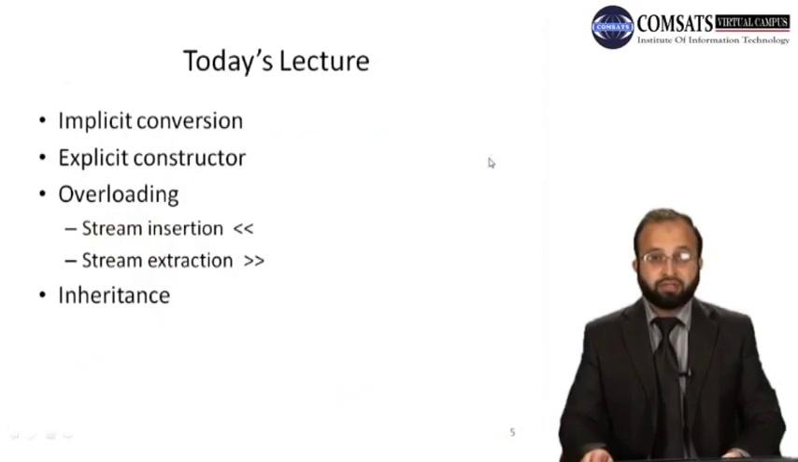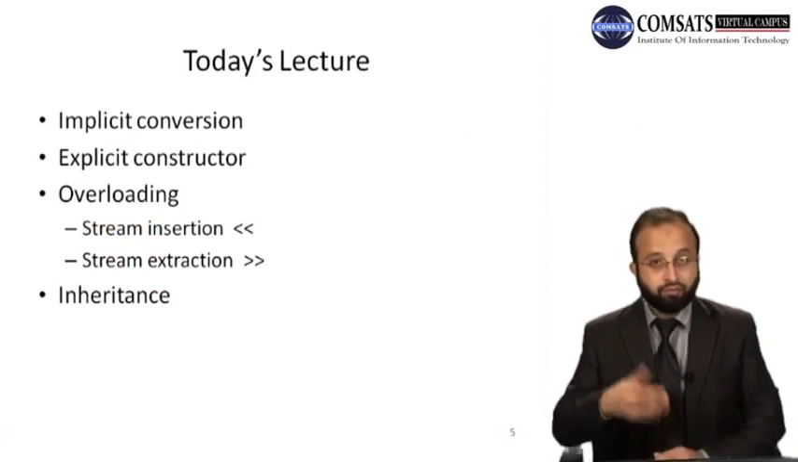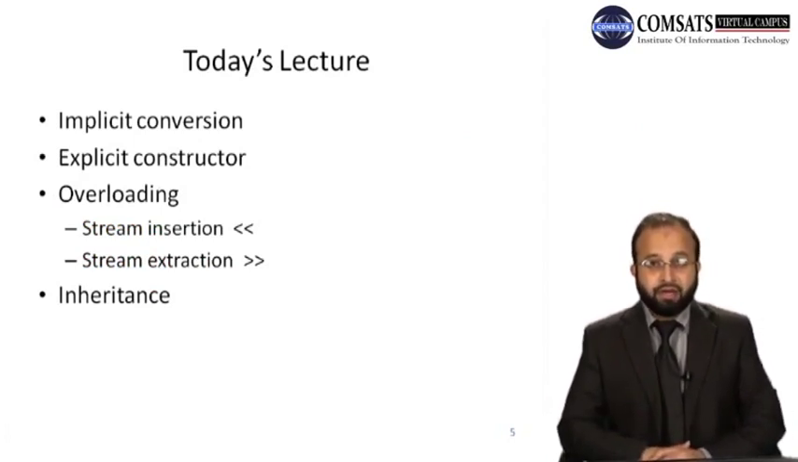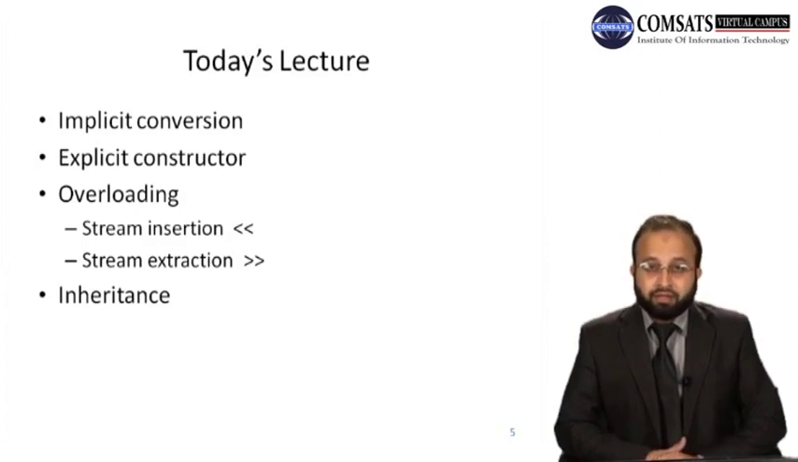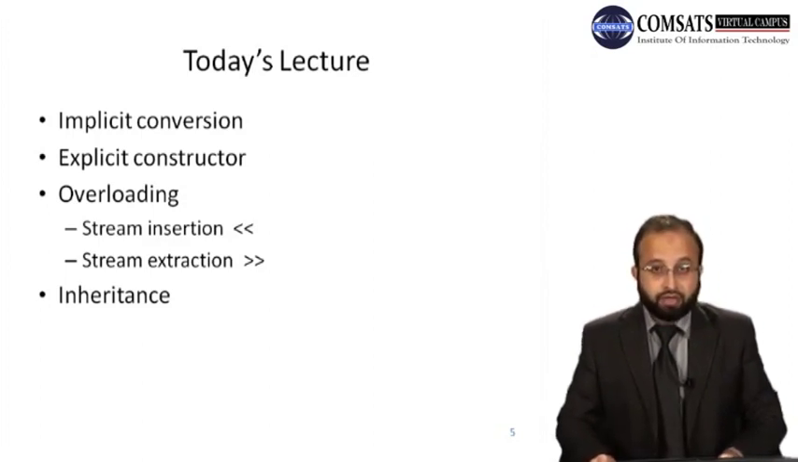Okay, so in today's lecture we will see the implicit conversion. What is an implicit conversion? We have seen the example of implicit conversion, that if we do not provide the conversion function or conversion mechanism, then it will call a constructor with one argument and convert that object into that type. We'll see this, and then we'll see what is the explicit constructor, and an example of overloading stream insertion and stream extraction. And then if we get time, we will see the introduction of inheritance. That is a very important topic in an object oriented programming course.